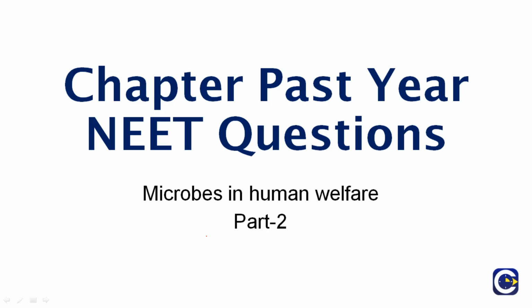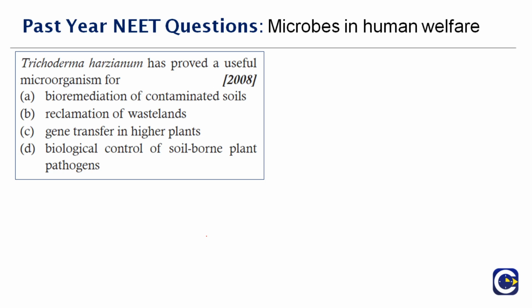Hi friends, today we are going to see the past year NEET questions for the chapter Microbes and Human Welfare, and in this video we will cover part 2. Now let's begin with the first question here. Trichoderma harzianum has proved a useful microorganism for dash.